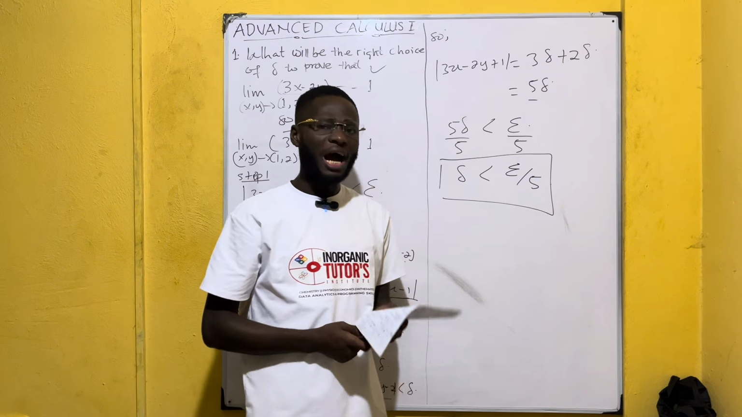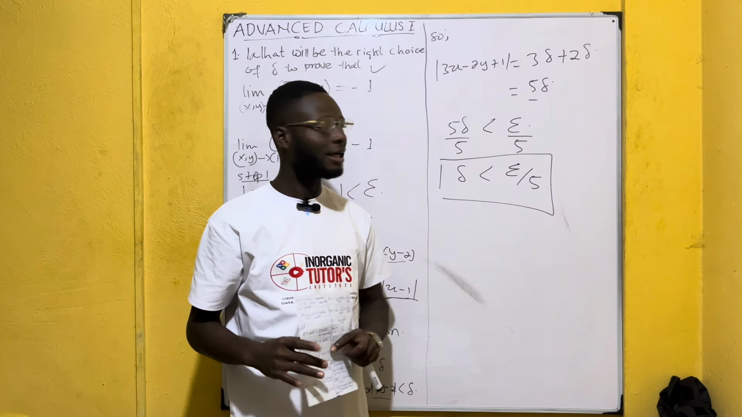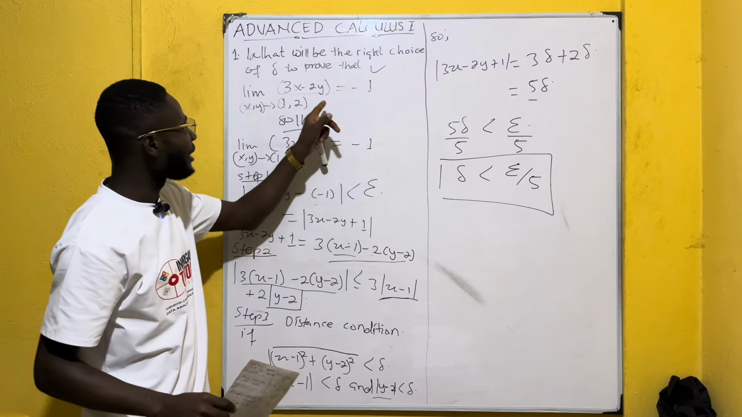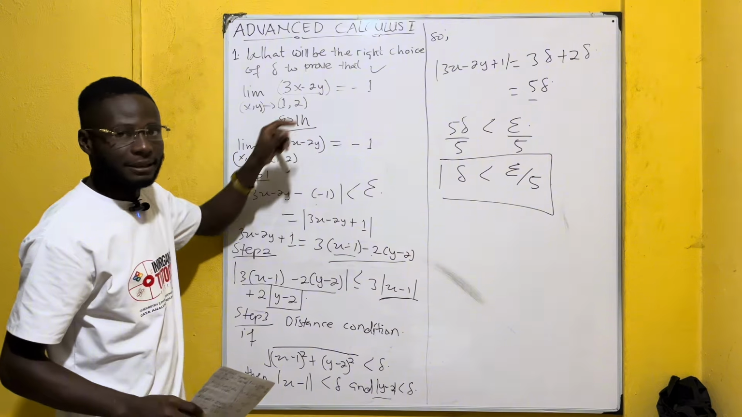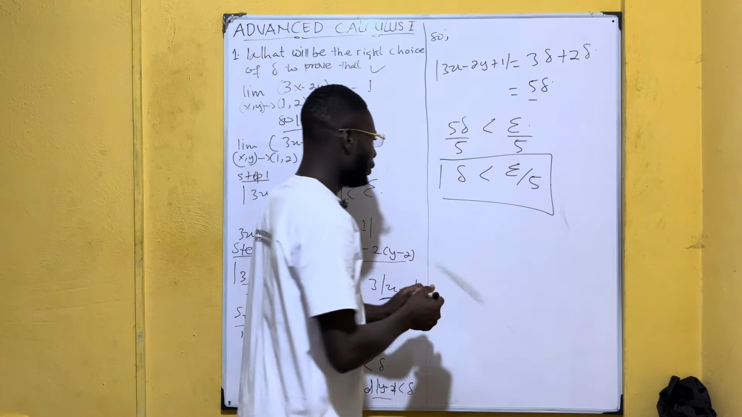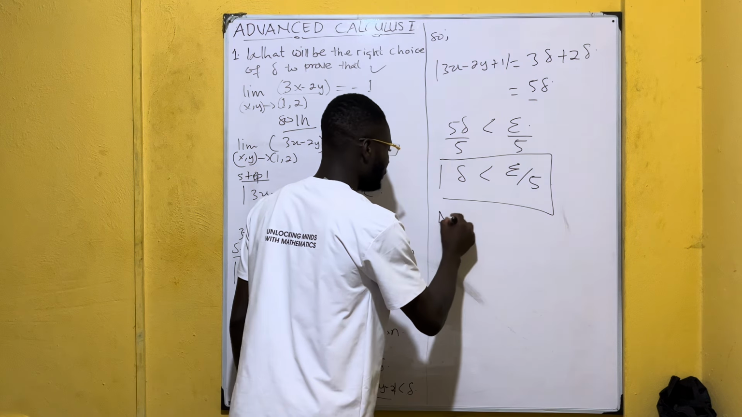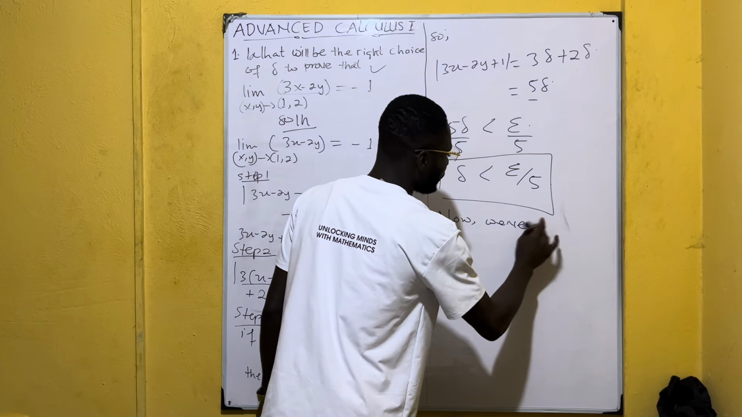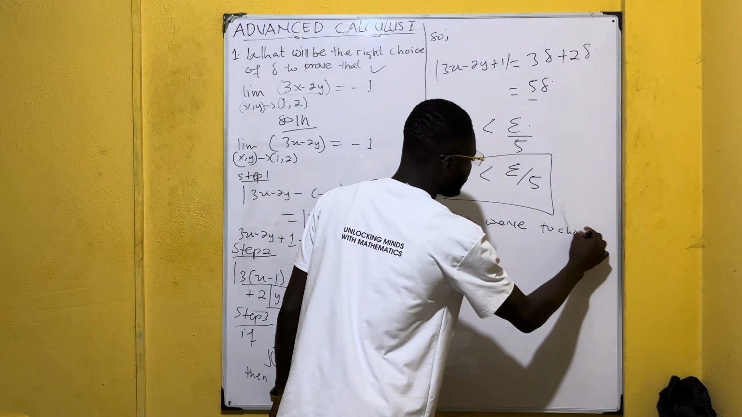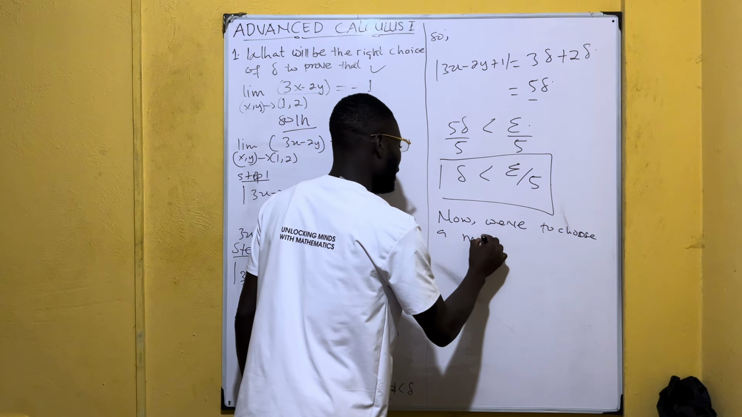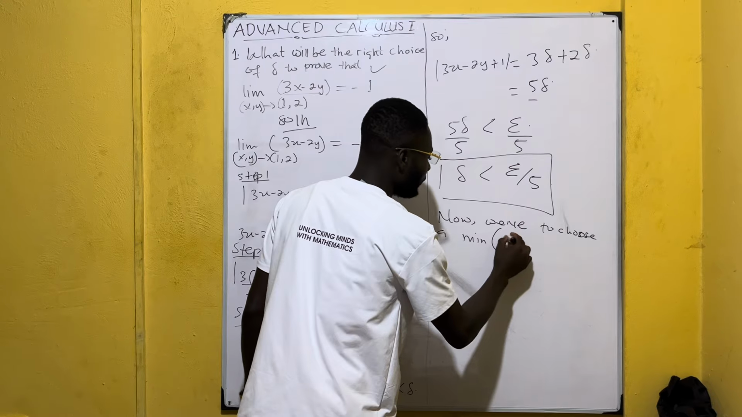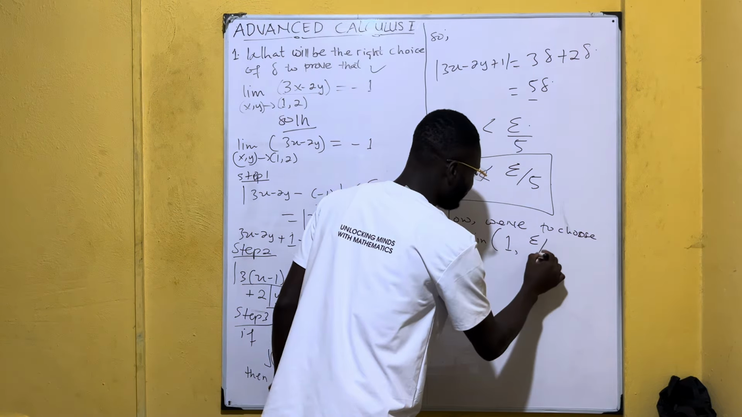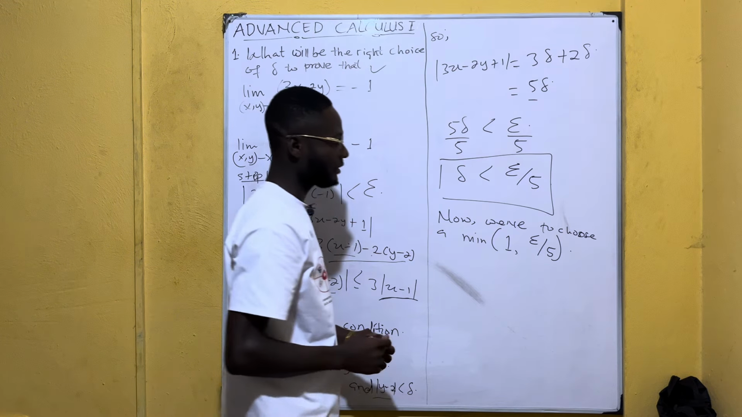Not done, we have to choose a minimum value for delta so that we can be able to have this limit. All right, so now we have to choose a minimum of 1 and also epsilon over 5.